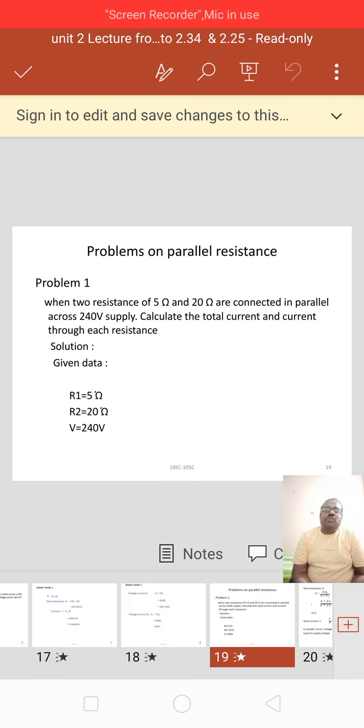Now, problems on parallel resistance. When two resistances of 5 ohm and 20 ohm are connected in parallel across 240 volt supply, calculate the total current and current through each resistance. Here two values are given, the resistances are connected in parallel. So R1 equal to 5 ohms and R2 equal to 20 ohms. Voltage across these two resistances V equal to 240 volts.